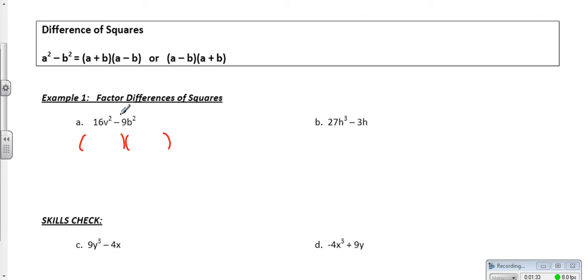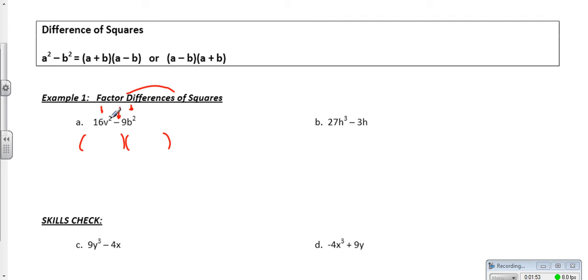But you can't do it unless two things are true. One is it has to be subtraction. Alright, and it's a difference. That's what difference means. And it has to be a difference of two squares, which means I can square root whatever is here and whatever is here. If I can't do those two things, then I can't factor it like we're talking about.